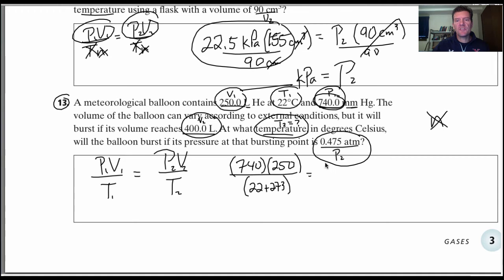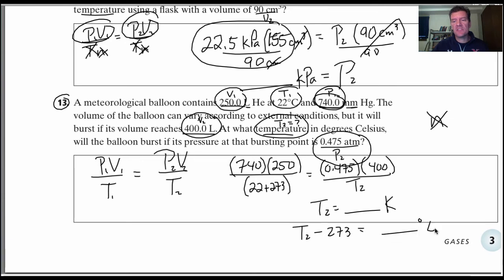Our new pressure is 0.475, and our new volume is 400. I should put all the units in here, but the units are there. And then we're going to find T sub 2. You solve this for T sub 2 right here. Find T sub 2, and then convert it back. This would be in Kelvin. Convert it back to Celsius by subtracting 273 to get your answer in Celsius. Okay? Convert it back to Celsius.